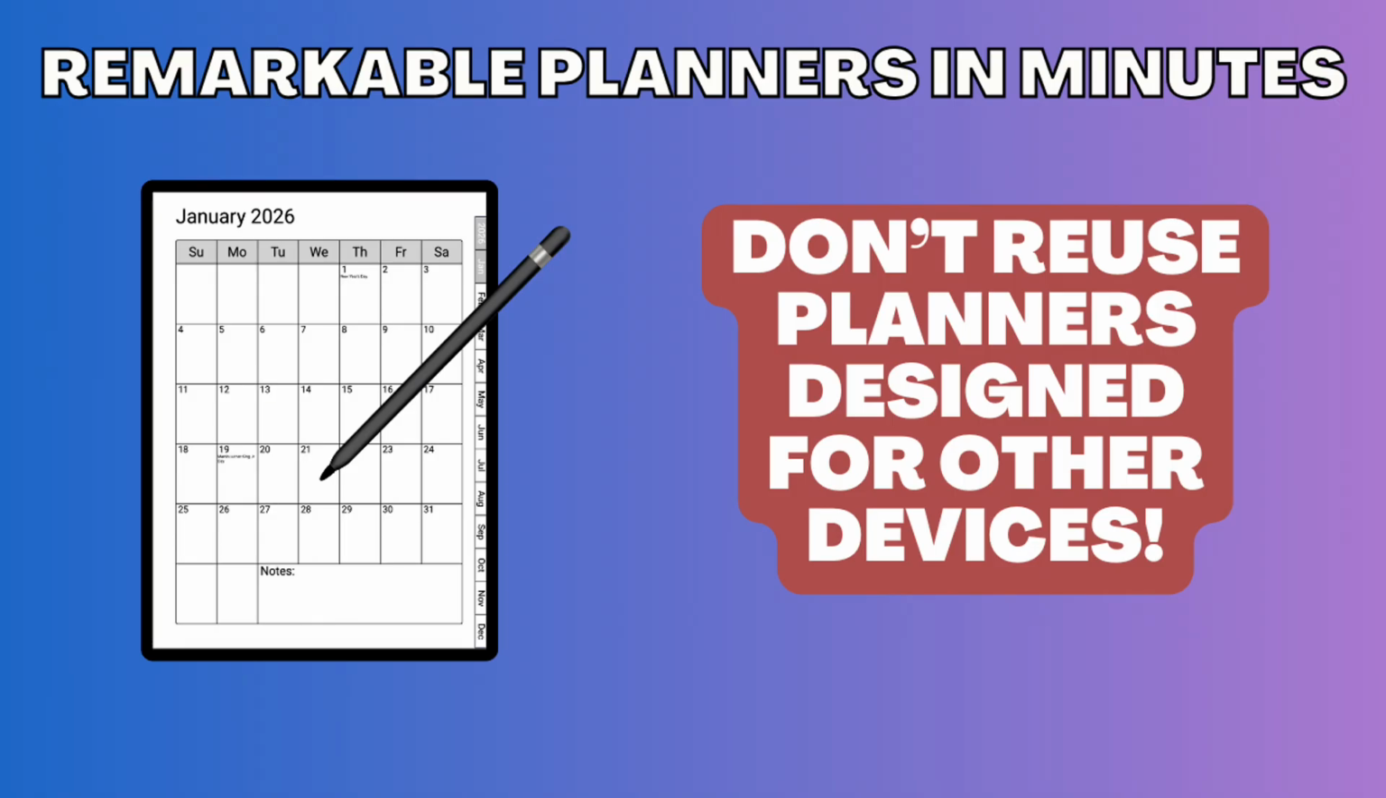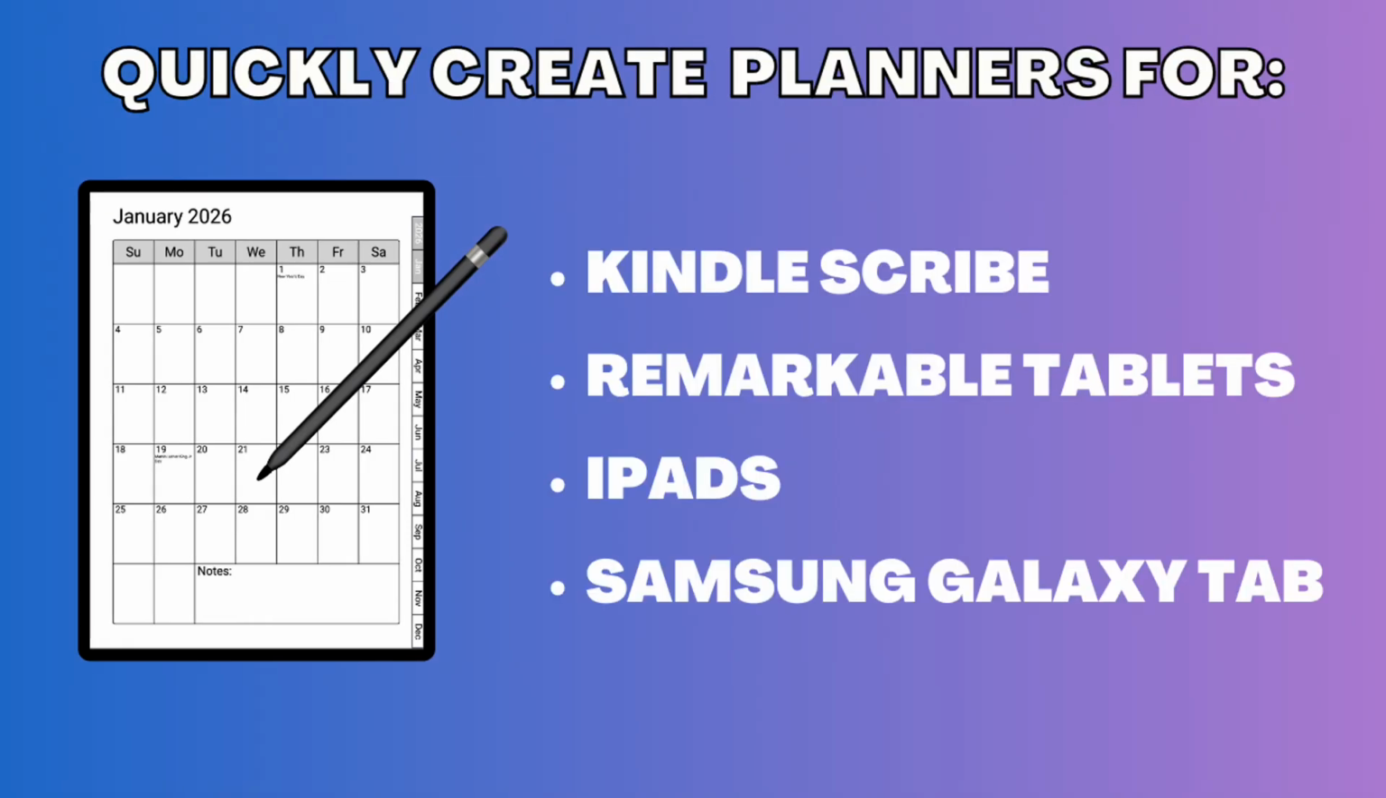Inside A Book Creator's planner tool, there's a new feature that solves this. You can now choose the exact device you're creating for, including the ReMarkable, and your interactive PDF is sized perfectly automatically. While I'll be focusing on ReMarkable tablets in this demo, this same feature also lets you create planners for the Kindle Scribe, iPads, and Samsung tablets just as easily. Let me show you how to create a professional ReMarkable planner in minutes. Let's jump into the planner tool and I'll show you exactly where the setting is and how it works.